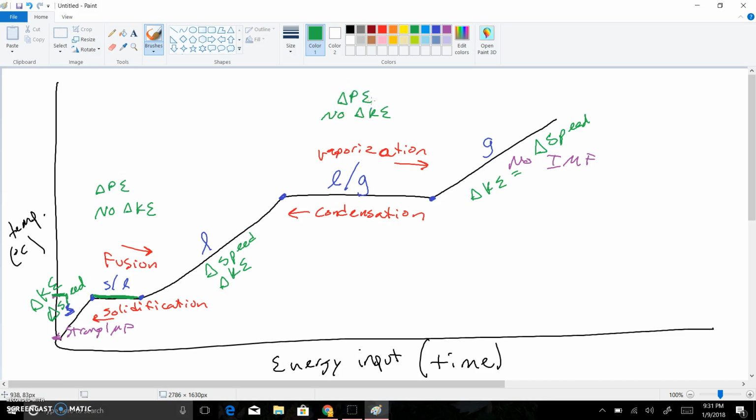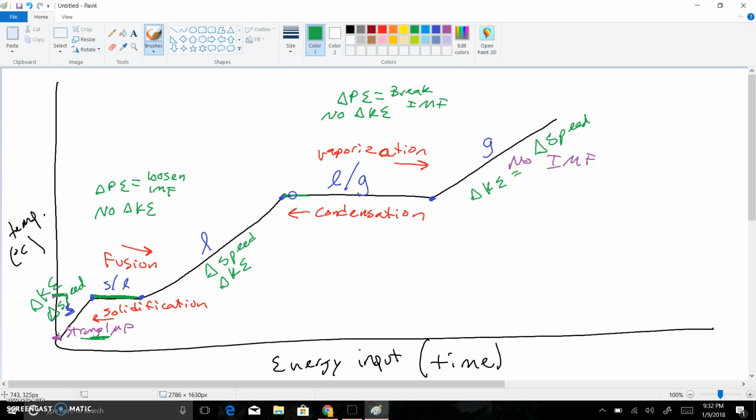And what it's actually doing is going to take your strong IMFs, which is right here, the solid, and it's going to loosen the IMFs. So the change in potential energy here is you're going to loosen those intermolecular attractions. That allows for the liquid to kind of flow past each other. At the top here, we're changing potential energy to completely break the intermolecular forces, because as a gas, they're not having any intermolecular force whatsoever. They're not attracted to each other at all.